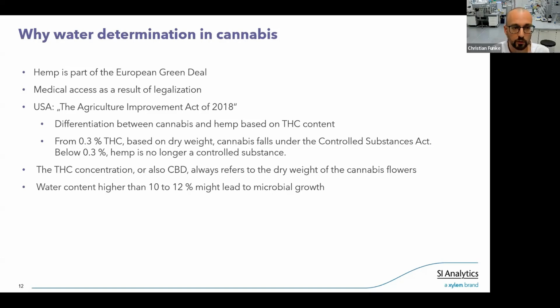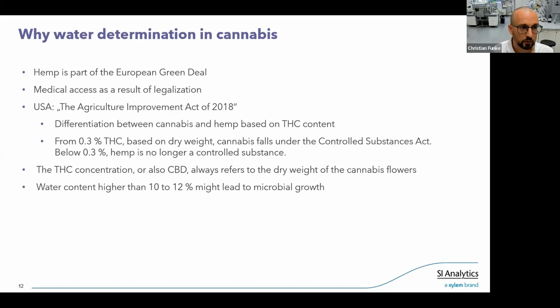Hemp is a very good carbon pool. Just to give you some numbers, about one hectare of hemp can bind 9 to 15 tons of CO2. And in combination with this, it has a very good growth rate of about 5 months. Due to legalization processes, I guess all around the world, also in Germany, the medical use of hemp is also of increasing interest, for example in pain therapy, but also for cancer therapy.